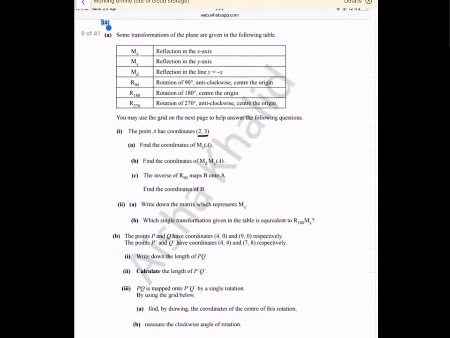The point A has coordinates 2, 3. What happens under MY, and MY is reflection in the y-axis. Y-axis makes (x, y) go to (minus x, y). Find the coordinates of MD, MYA. So MYA is minus 2, 3. And MD is reflection in the line y equals minus x, which makes it so you shift the coordinates and you change the signs.